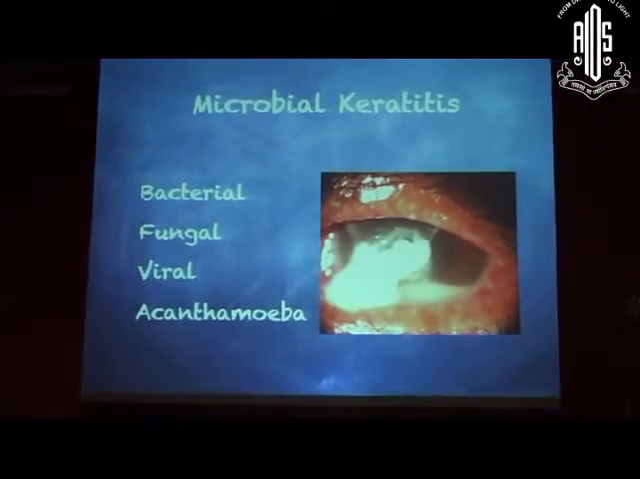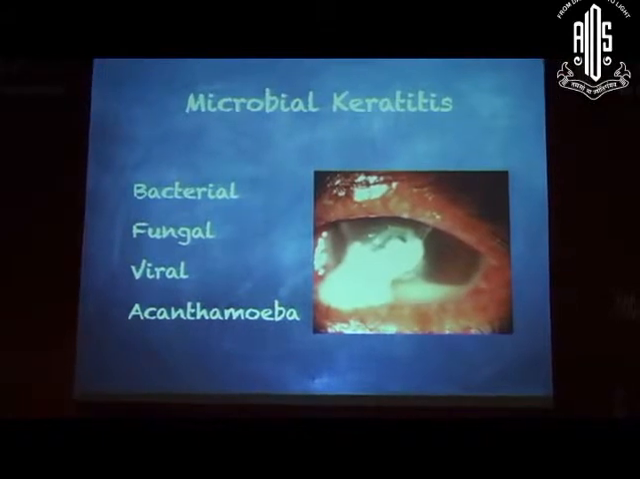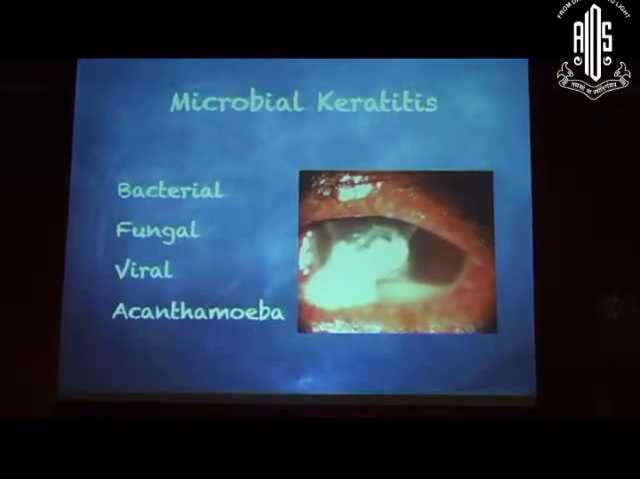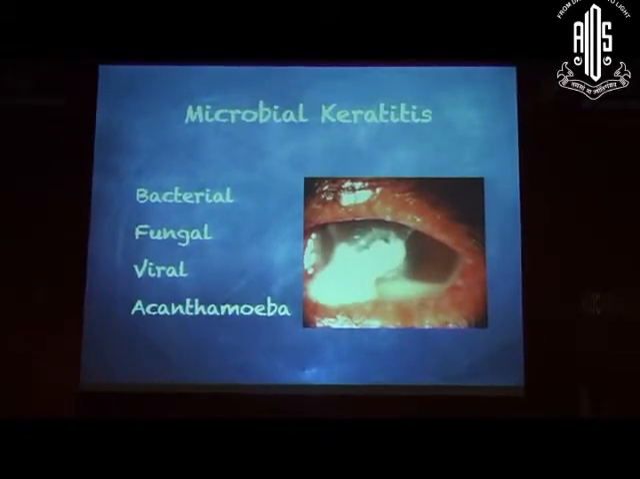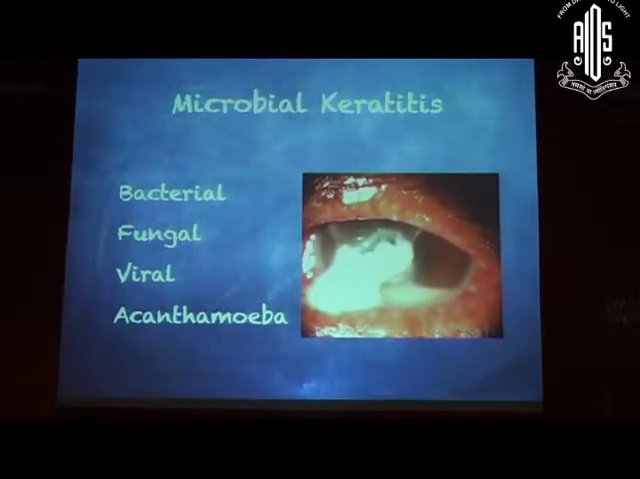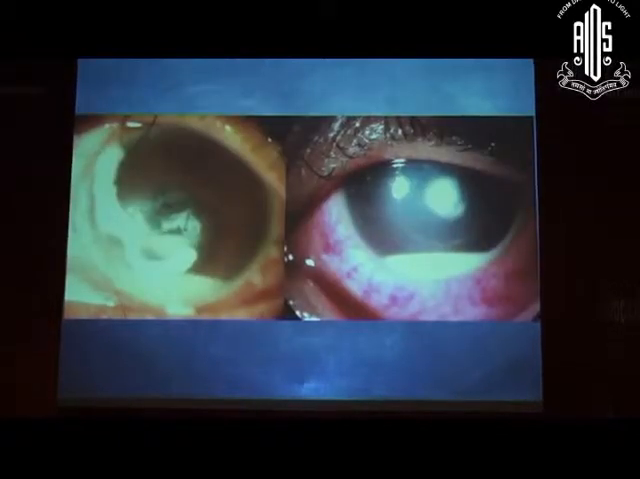When we talk about microbial keratitis, commonly in clinical practice we come across bacterial and fungal corneal ulcers. Often you can get viral or acanthamoeba. These are the four common etiologies that you come across in your clinical practice. As we have been taught in medical school and in our ophthalmology training, when we look at an ulcer in the early stage, there are certain features that help you get an idea of what could be the etiology for this infection.